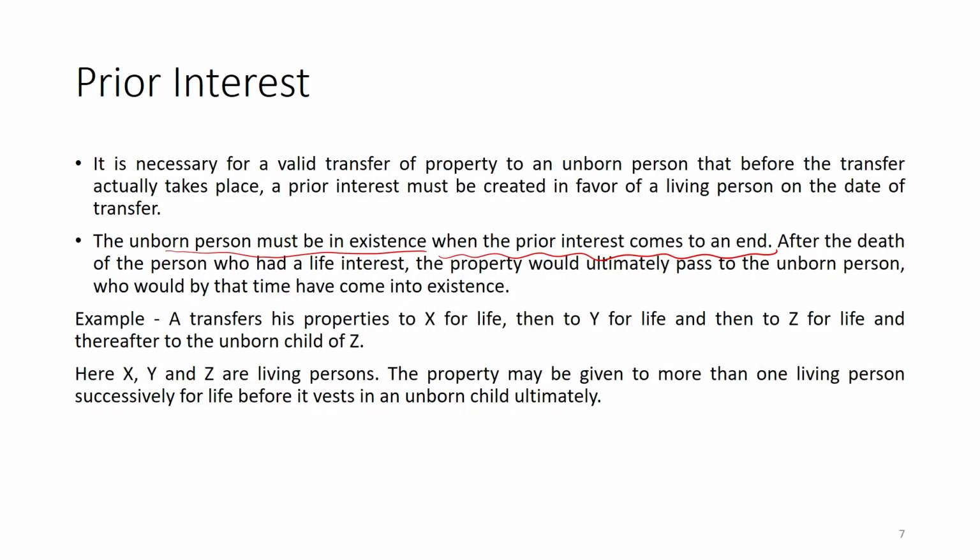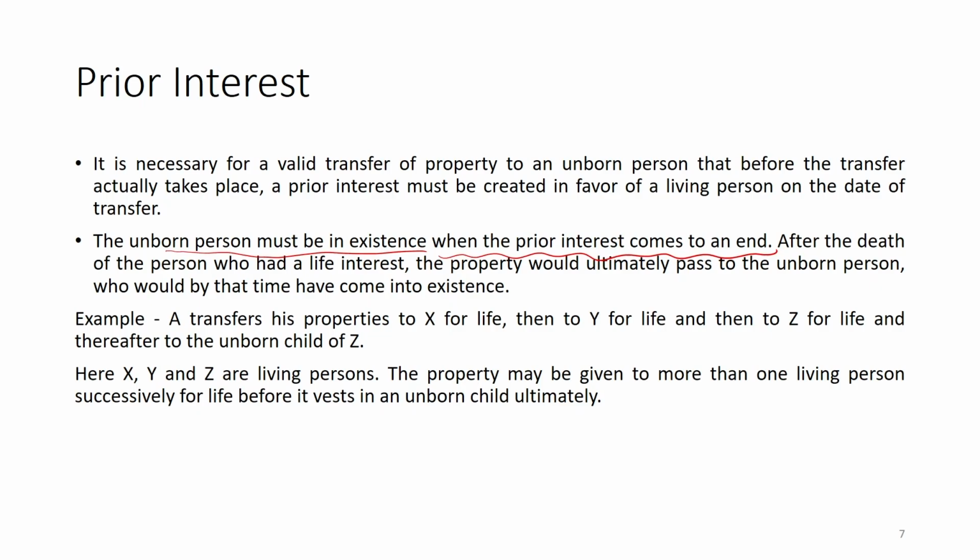and if there is a break of chain, then the whole property will go to the first person who has given to the unborn person. Because he is not alive today, his heir will be claiming all the shares which were going to the unborn person. So, in that way it happens. After the death of the person who had a life interest, the property would ultimately pass to the unborn person who would by that time have come into existence.